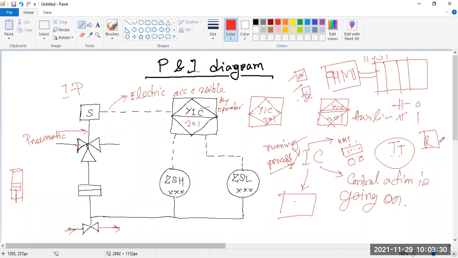If the process is not running, it is still recording the 00 value. If the process is running, it is also recording some data. But this is not recording data, this is a YAC, which means this is a process. Okay, so this small symbol indicates so many things. So we have to know this is ZSH. H stands for high, and L stands for low.